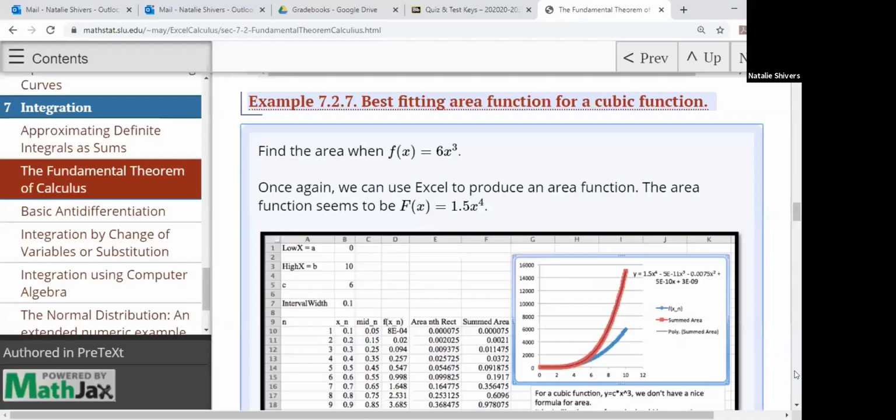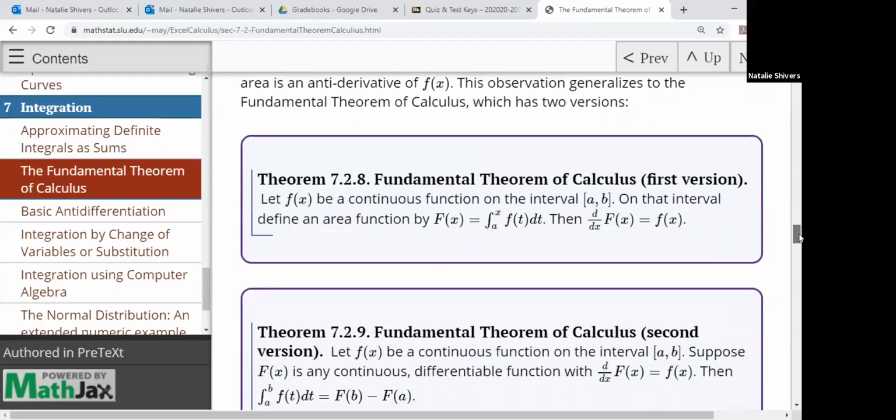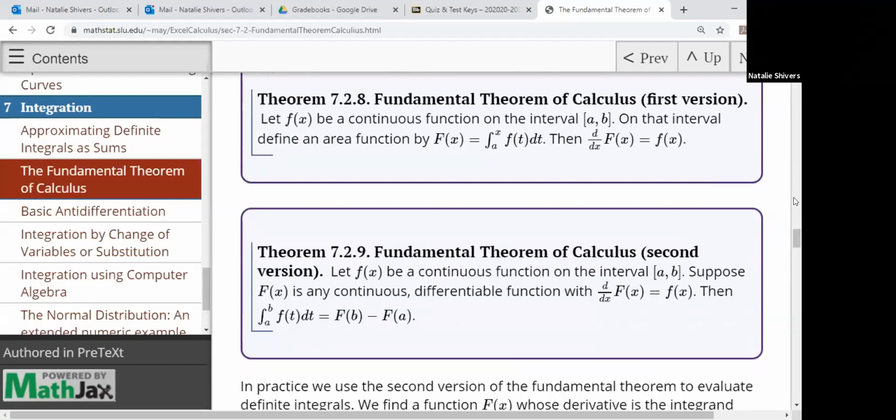So in that one, this is what happens. The blue is the original function and the red is the new function. And we get 1.5x to the fourth. And you'll see exactly how that happens in the next lesson. Okay? So coming from those four functions is the fundamental theorem of calculus.